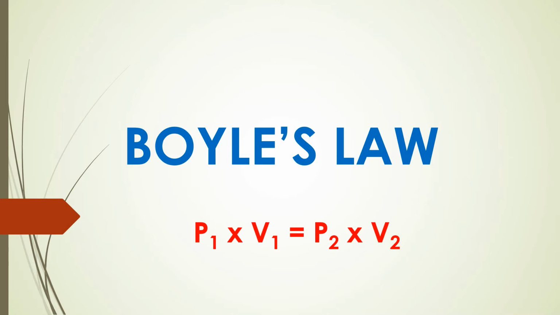Therefore, Boyle's law came to a conclusion that the product of initial pressure and initial volume, which is represented by P1 and V1, is equal to the product of final pressure and final volume, which are represented as P2 and V2. So according to Boyle's law of gases, P1 into V1 is equal to P2 into V2, and this relation is used to solve numericals based on Boyle's law. So let us try to solve few numericals in our today's class.